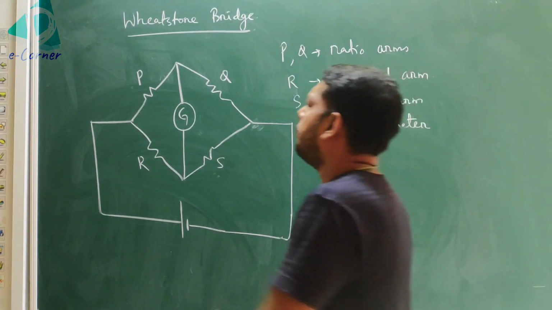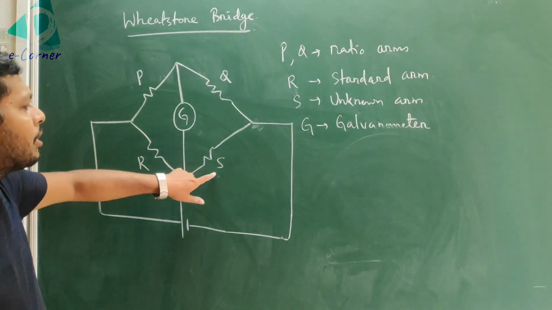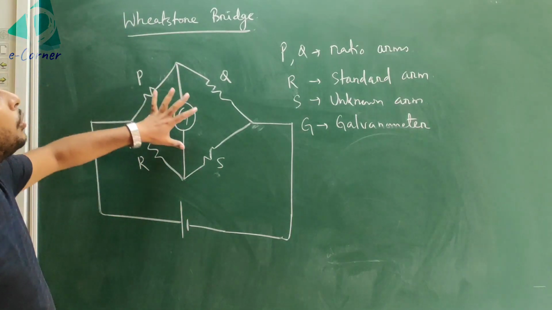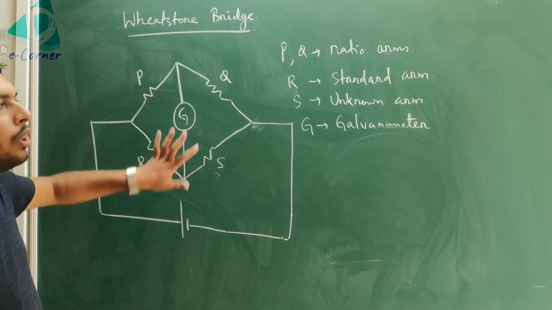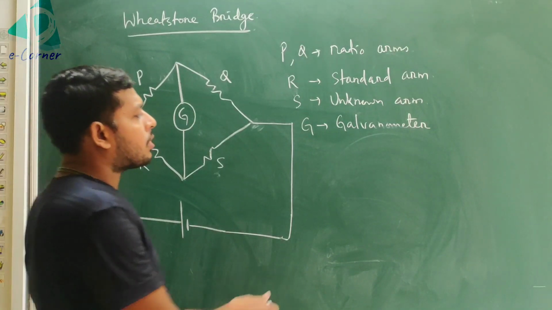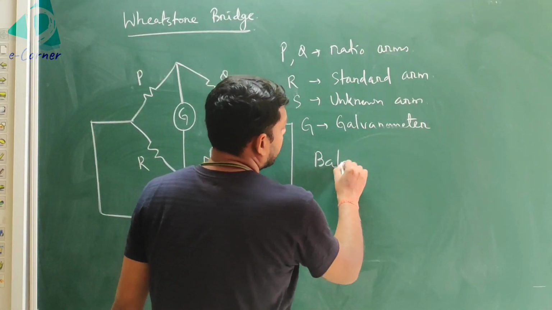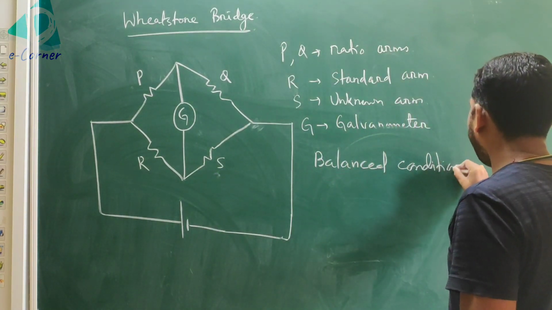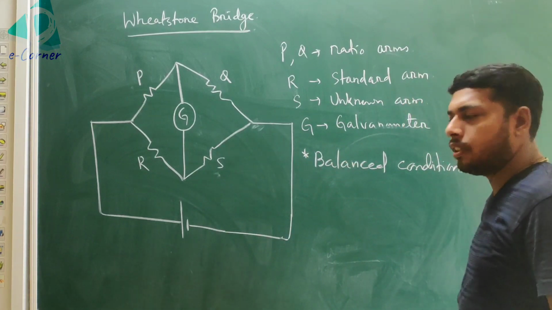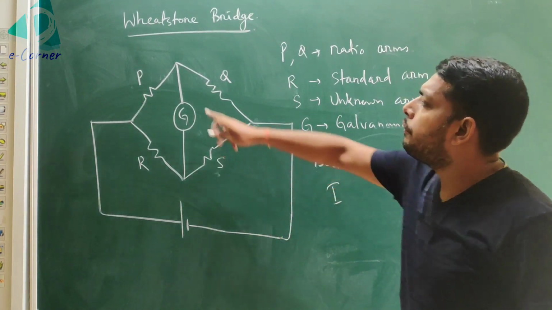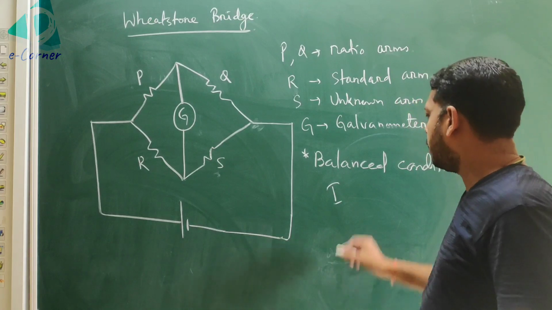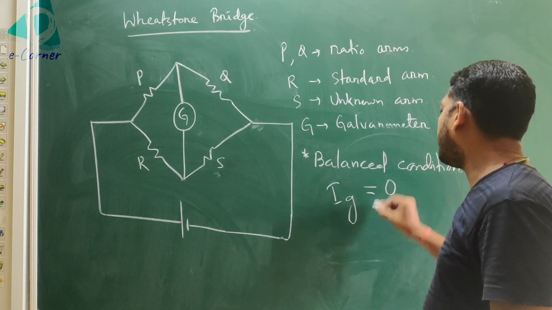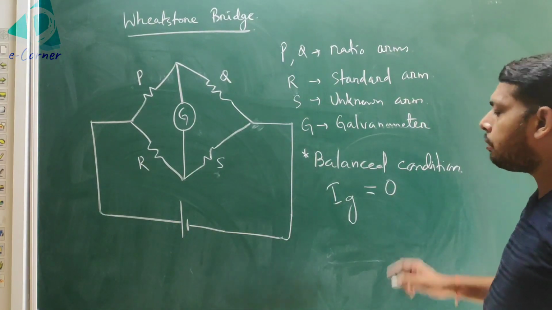Okay, so there are 4 resistors P, Q, R and S, and here we are going to calculate S. This is the Wheatstone bridge condition, but for the balanced condition, it is very important that the current flowing through this galvanometer must be equal to 0.